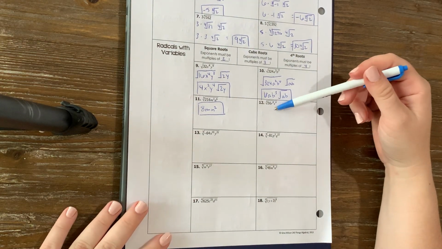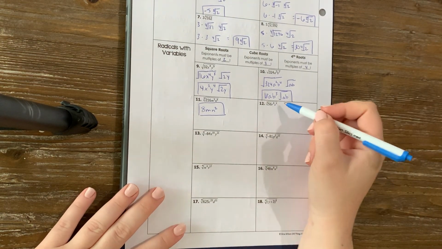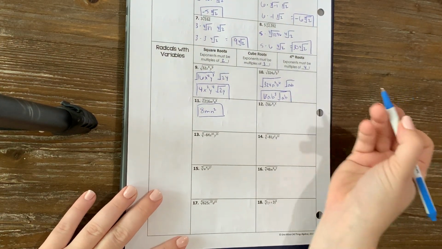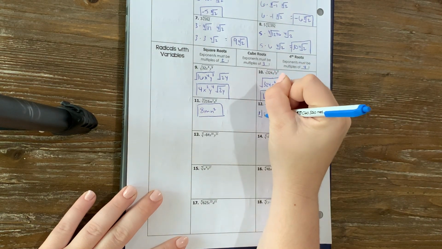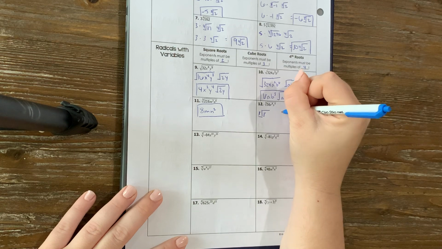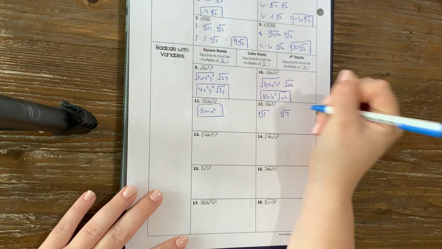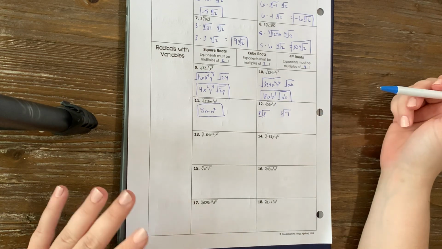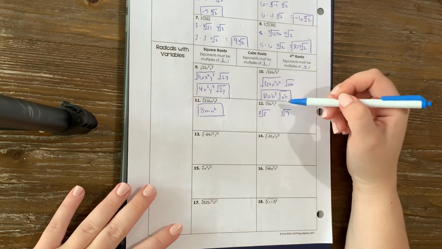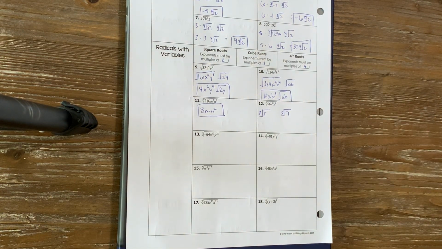Number 12, cubic root of 56, can't do that. So the largest perfect cube that goes into 56 evenly is 8. So we have the cubic root of 8, and that's 8 times 7. Cubic root of 7. Okay, 8 does not divide by 3. So we have to get that to a number that will divide by 3. 7 doesn't divide by 3, but 6 does.